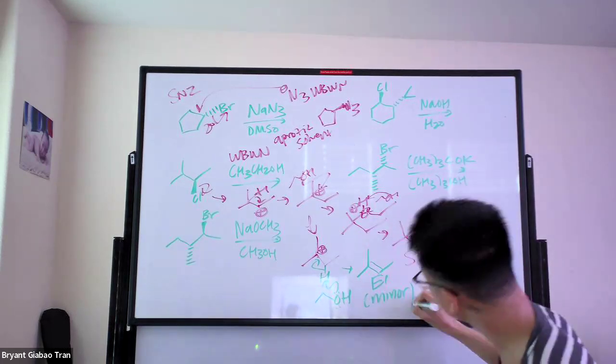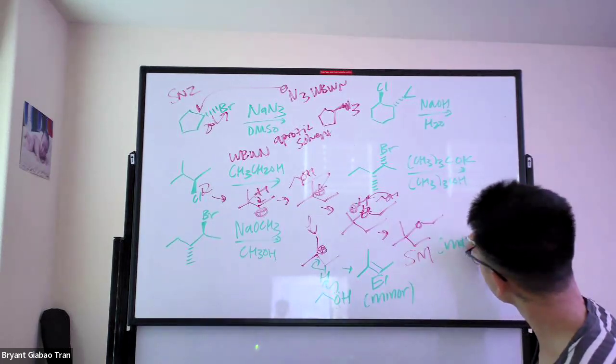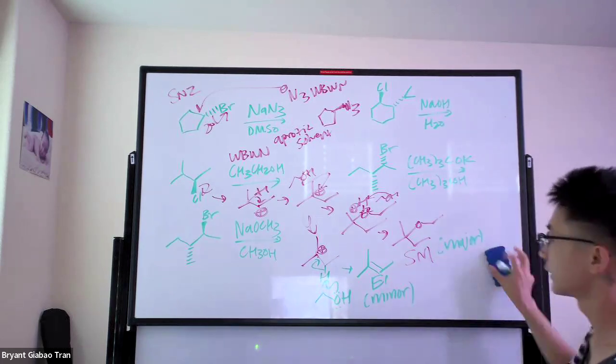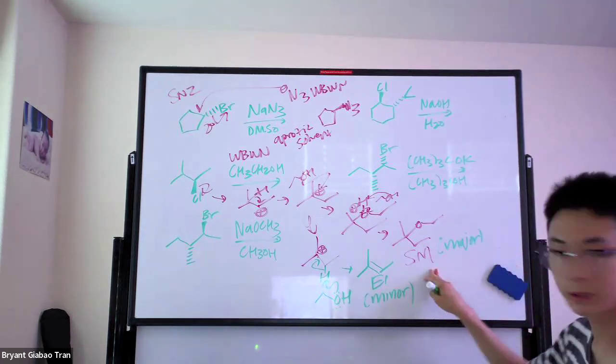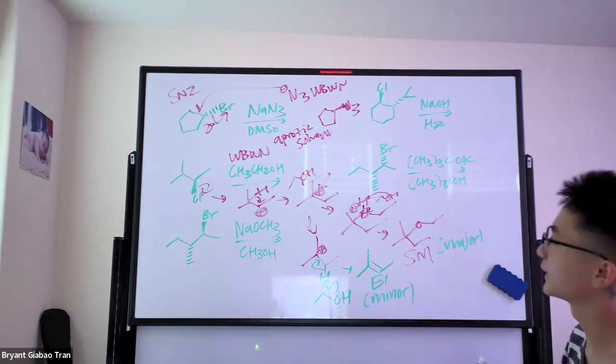And it's minor unless you have heat, and SN1 will be major. So those are your two products, SN1 and E1, where SN1 is the major one. Right. Okay.